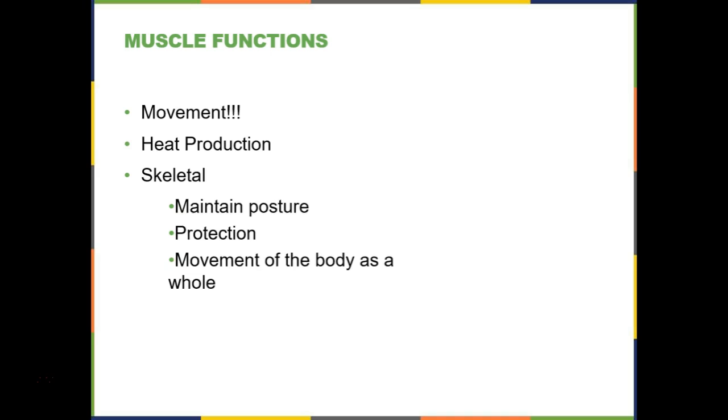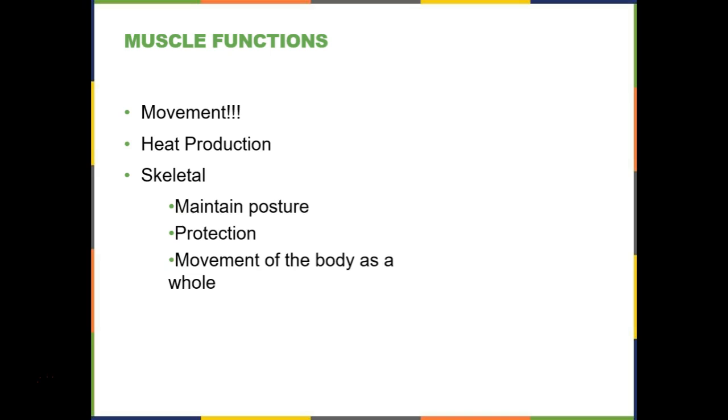So what is the function of muscle in a nutshell? The main function that muscle has is movement. So movement of blood through the body, the heart contracts, that's cardiac muscle. Movement of food through the body, our esophagus, our stomach, our intestines contract, the muscles contract, move materials around. And then movement of the body as a whole, which is skeletal muscle.